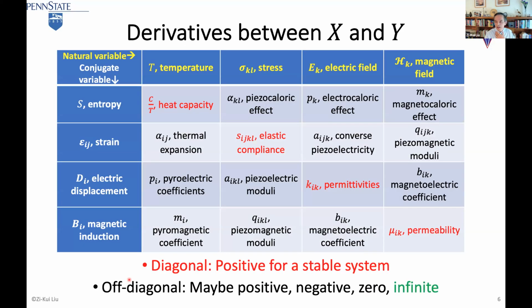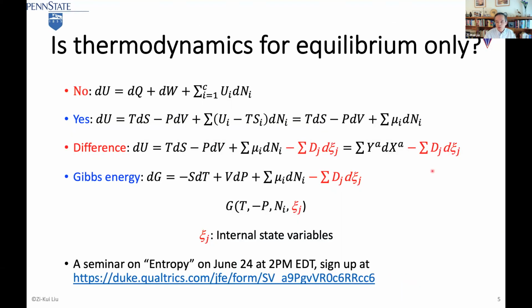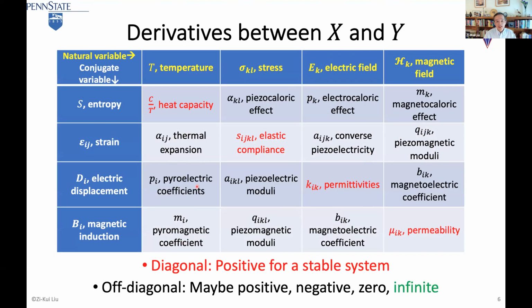I do want to show 2 slides on this one. This is called derivatives between x and y. What are x and y here? x and y are molar quantities and potentials. We all know this one because this is the Maxwell relation. This matrix is symmetric. This is called the derivatives between x and y, which are the second derivatives of the energy.